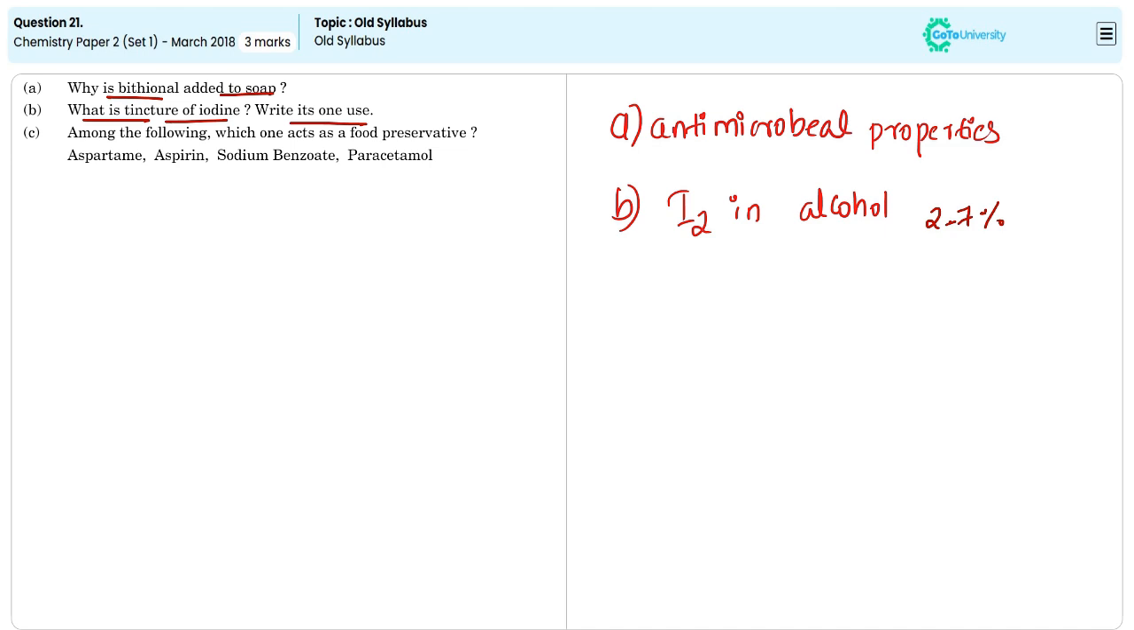It can be applied to the skin to disinfect wounds and prevent infections, and it is commonly used for cleaning minor cuts, scrapes and abrasions.